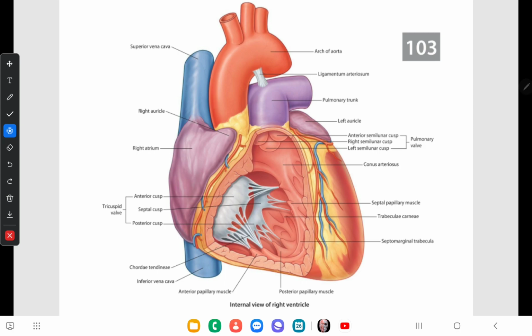Now let's see what the important features in the right ventricle are. The right ventricle communicates with the right atrium through the atrioventricular orifice, and with the pulmonary trunk through the pulmonary orifice. As the cavity approaches the pulmonary orifice, it becomes funnel-shaped. This area is funnel-shaped, and at this point it is known as the infundibulum.